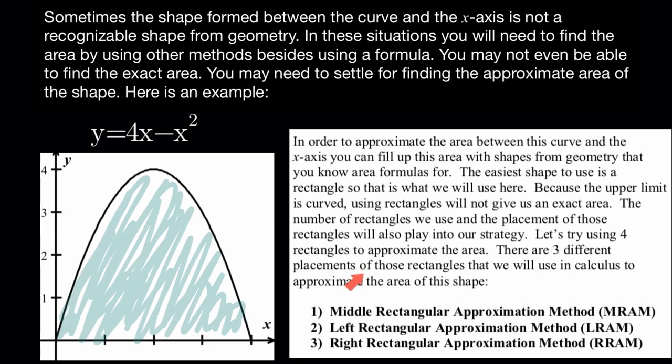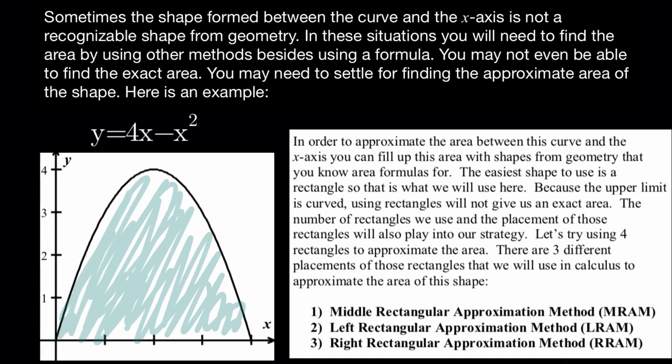And there are 3 different placements of those rectangles that we will use in calculus to approximate the area under a curve. And so one of them is going to be called middle rectangular approximation method, or MRAM. The other one will be left rectangular approximation method, or LRAM, and then a right rectangular approximation method, or RRAM.